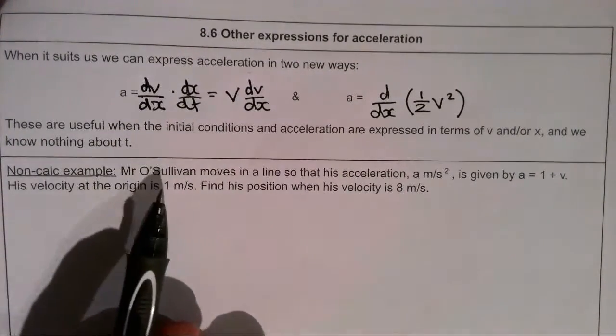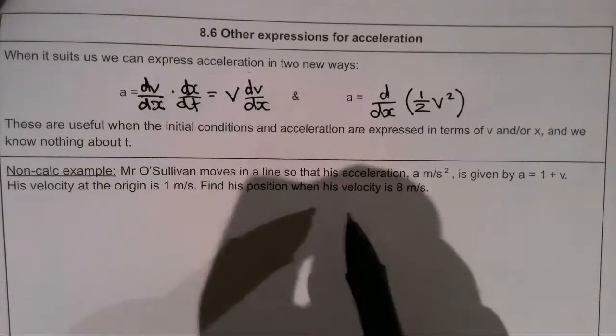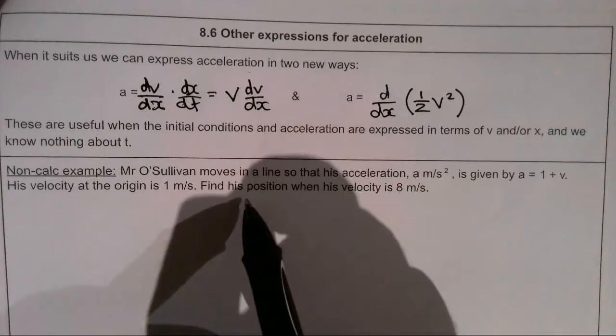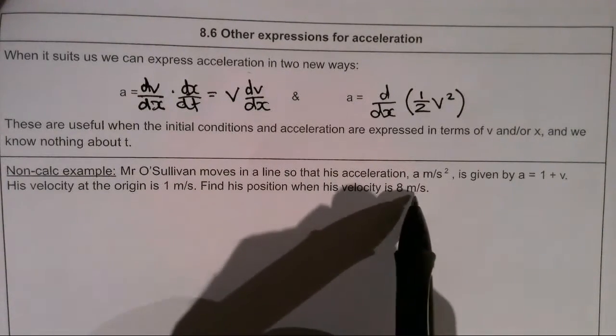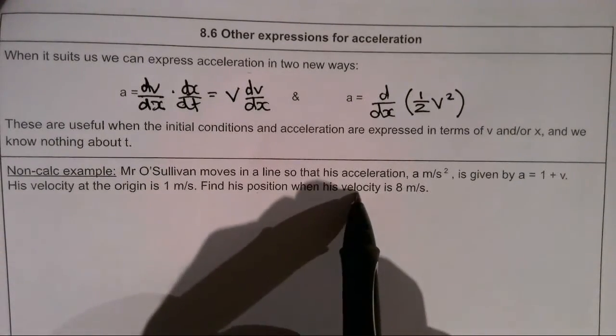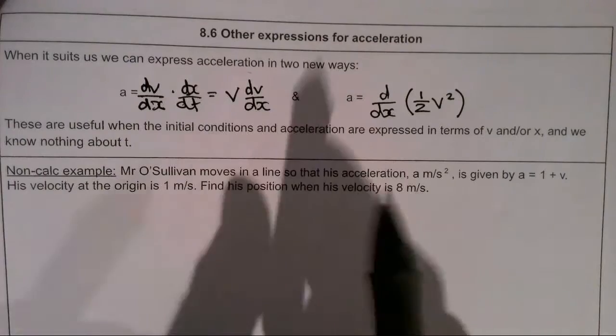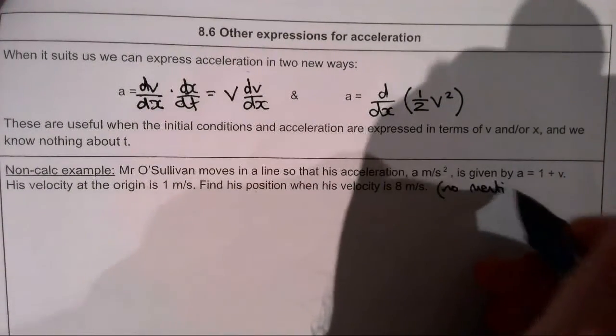So in this first one you looked at already, what you'll notice is that time is measured nowhere, and even in the initial conditions it's saying find his position when his velocity is a certain value. So that's a statement that relates position and velocity, no mention of time. That is the giveaway that we're going to use one of these forms.